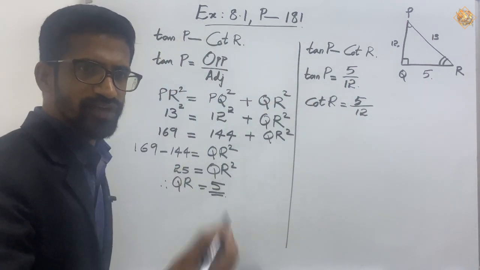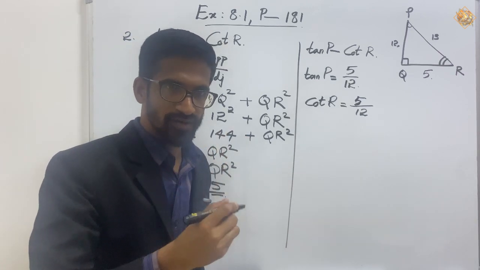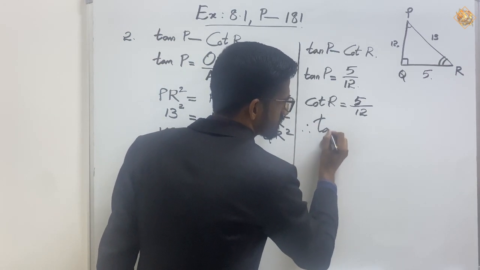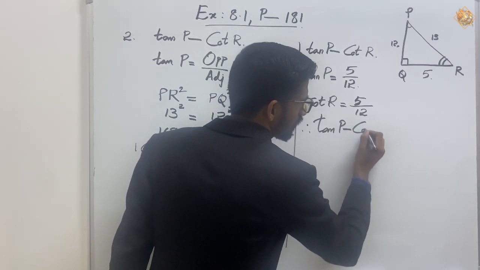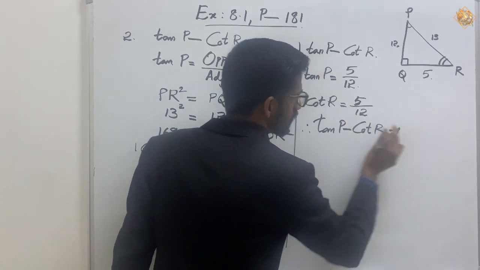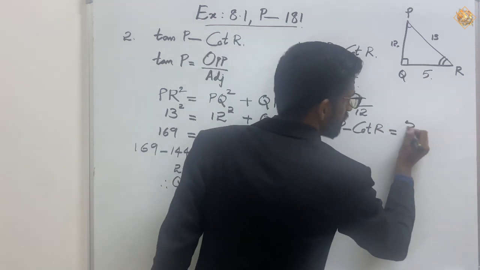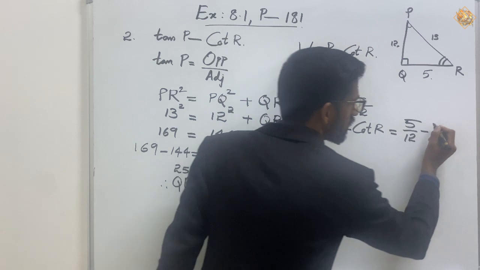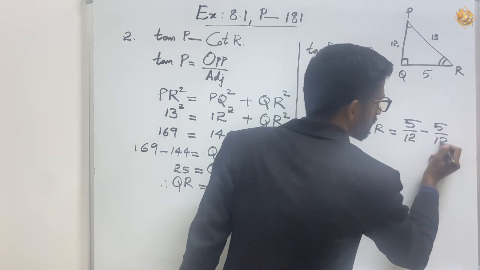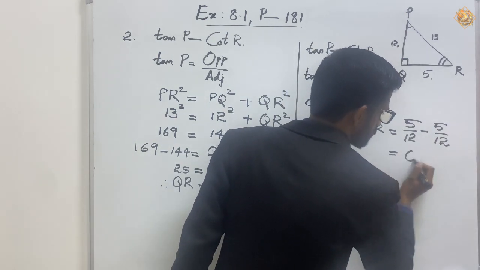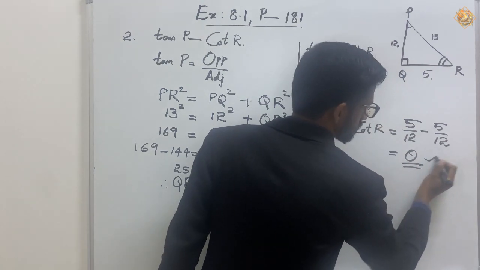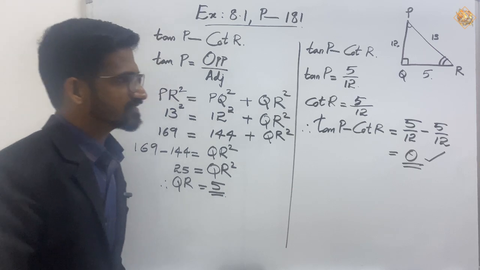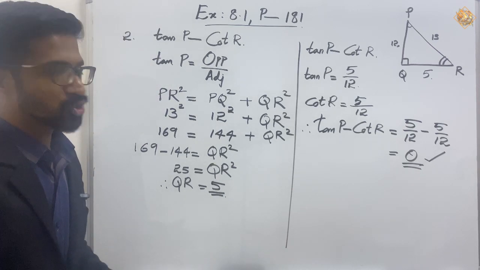Now we got tan P and cot R. Therefore, tan P minus cot R will be equal to tan P, which is 5 by 12, minus cot R, which is also 5 by 12. So that is 0. Therefore we found that tan P minus cot R is 0.